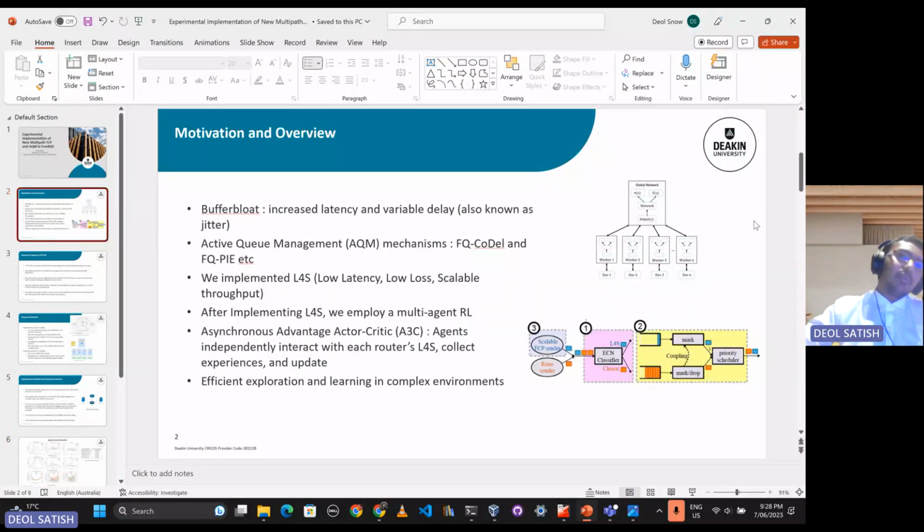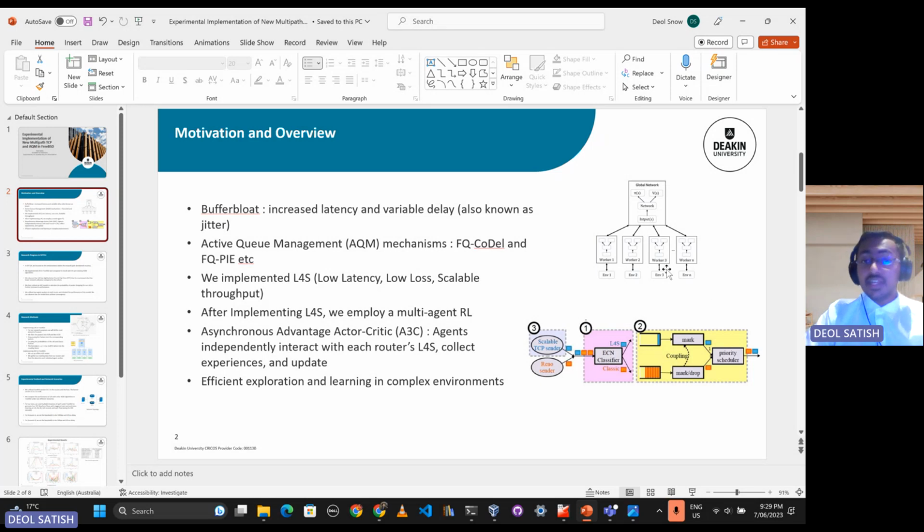So basically, the main motivation behind our research project is to improve latency in the network. What we're doing is using an algorithm called AQM, active queue management, which controls the queue length or the buffer size of routers in the network. This allows us to prevent a phenomenon called bufferbloat. This phenomenon causes increased latency and variability, which we don't want. So that's why we want to use an AQM algorithm.